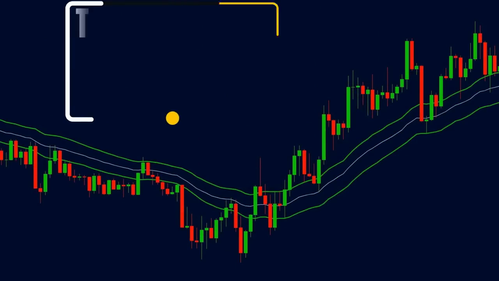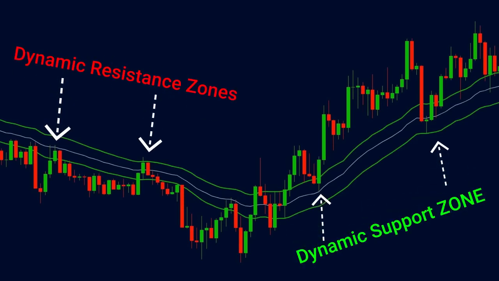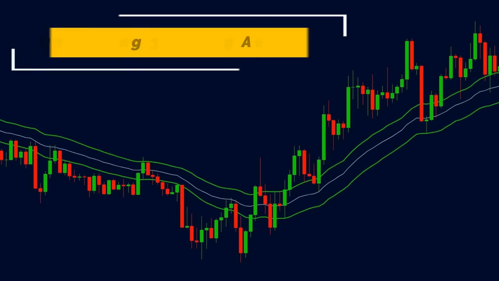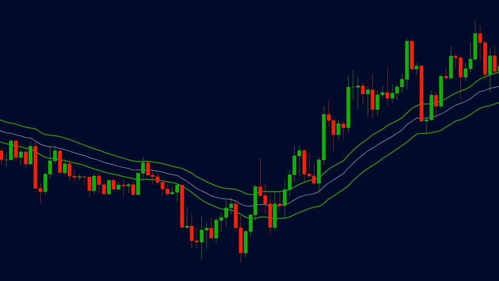This strategy is based on the trend, price action, and current momentum. Three different moving averages work as dynamic support and resistance zones. I will explain this in the video. I will keep things as simple as possible with no complex indicators or tools, so it is very easy to understand and apply. So it is easy to find very profitable trades in a couple of hours.